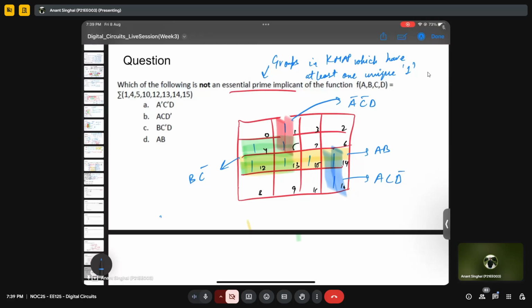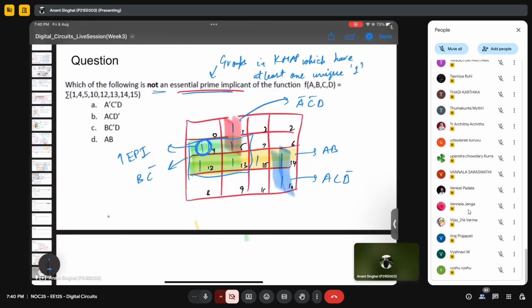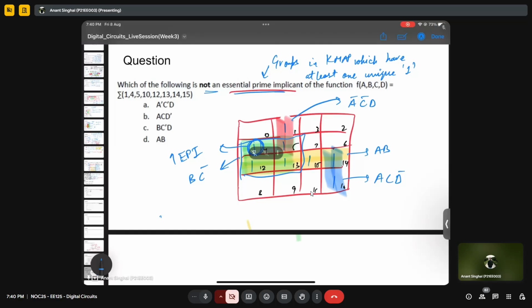Now what you need to find is the one that is not an essential prime implicant. Essential prime implicants are those groups in the K-map which have at least one unique one. In this particular group, there is one that is not shared with any other group, right? So this is one essential prime implicant. Is this clear to everyone? The green box. Yes, sir, it is clear. Similarly, in this particular pair, this one is not shared by anyone.